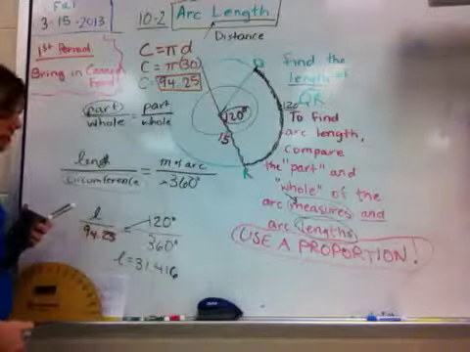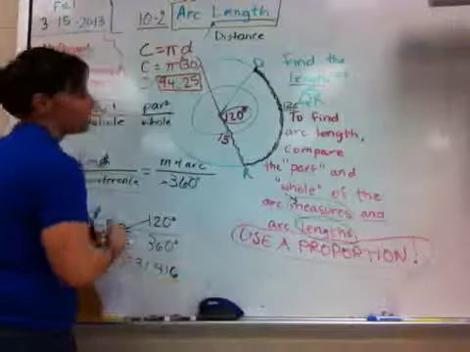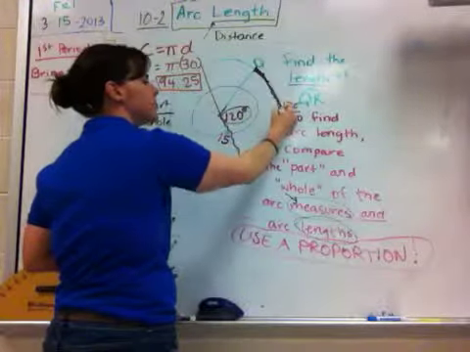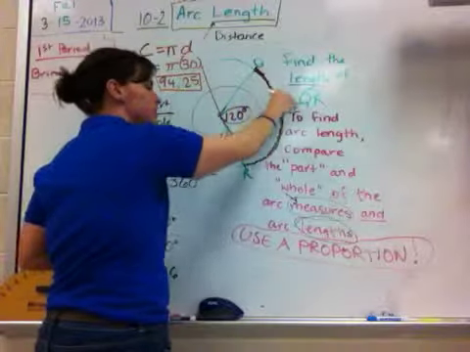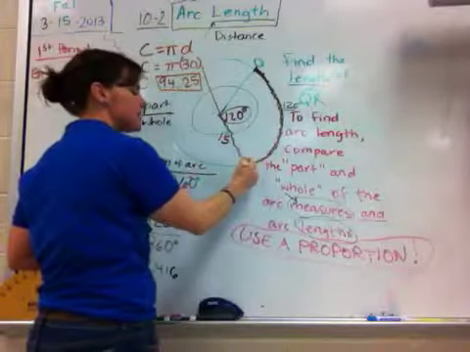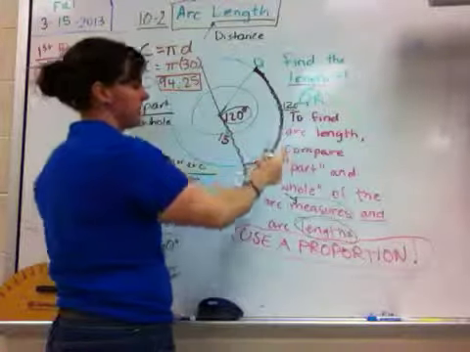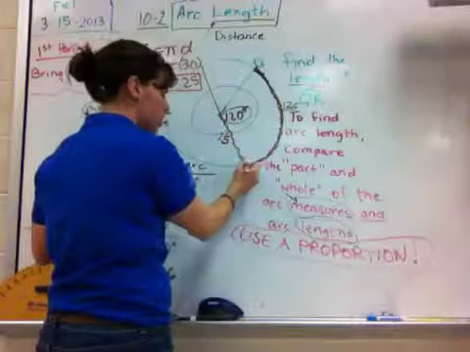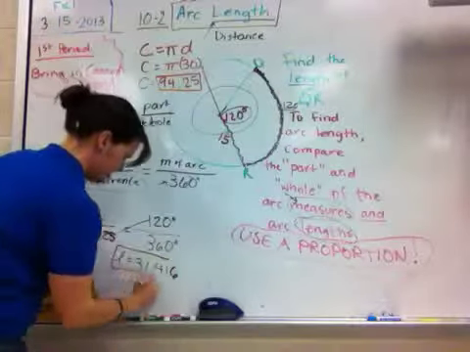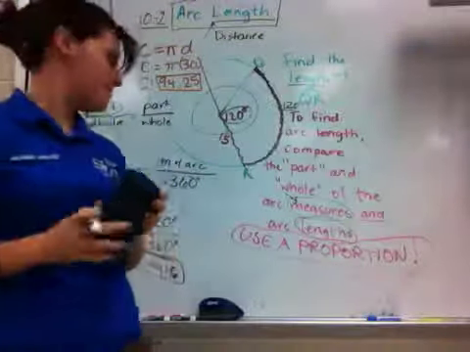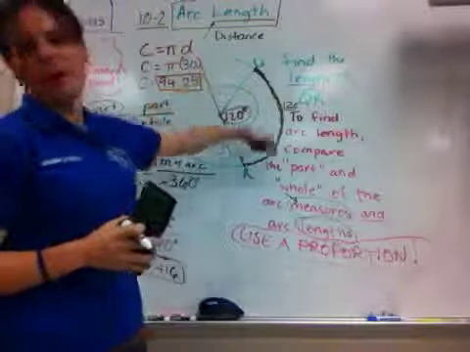Here is the length of this arc. Okay, so take a look. What did we just find? If we were to take a string and stretch out a string right across this circle right here, and then we would take a ruler and stretch that string out, how long would that arc be? 31.416 on your arc length.